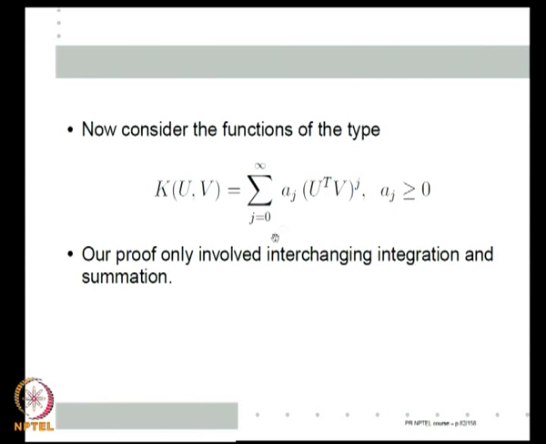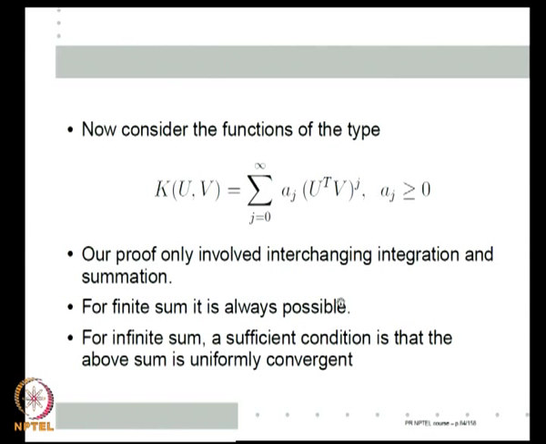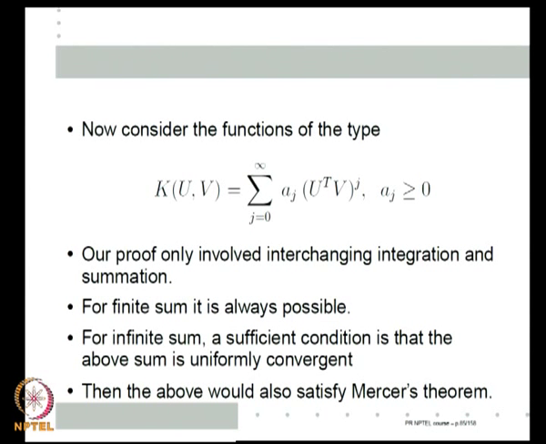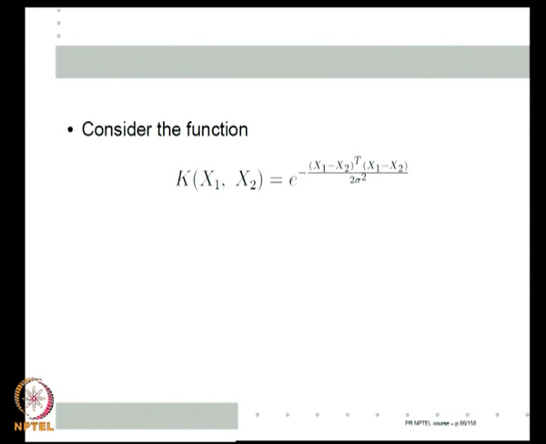So, if I consider infinite sums, the proof only involved interchanging integration and summation. For finite sums it is always possible. For infinite sums, a sufficient condition is that the above sum is uniformly convergent. So, if a series like this is uniformly convergent, then it also forms a kernel function. Now, using this we can find another interesting kernel. Let us say I consider a function k(x1, x2) equal to e to the power of minus (x1 minus x2) transpose (x1 minus x2) by some constant, we call it 2 sigma square, because it looks like a Gaussian. Essentially, e to the power of minus norm of x1 minus x2 whole square by 2 sigma square.